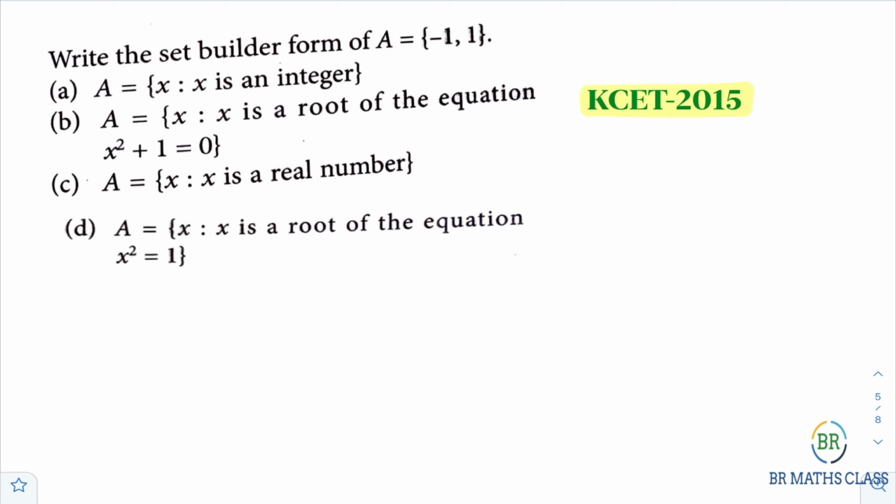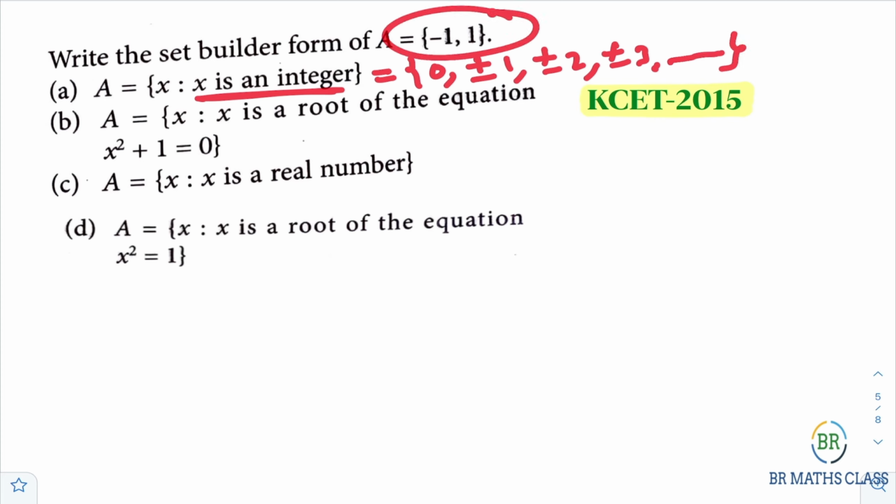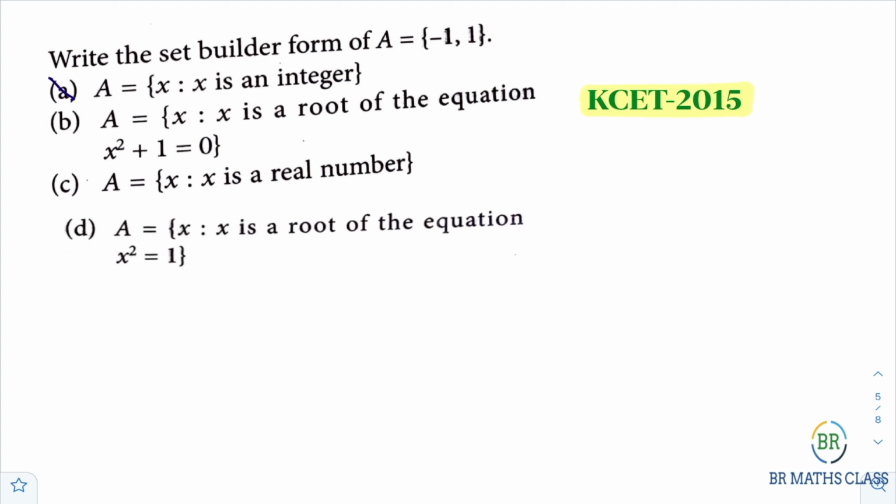You observe here, for the first option, what have they given? A says that x is an integer. You know what integers are: 0, plus or minus 1, plus or minus 2, plus or minus 3, like that you will get. But in this set only minus 1 and plus 1 are there. So the first option is the wrong option.